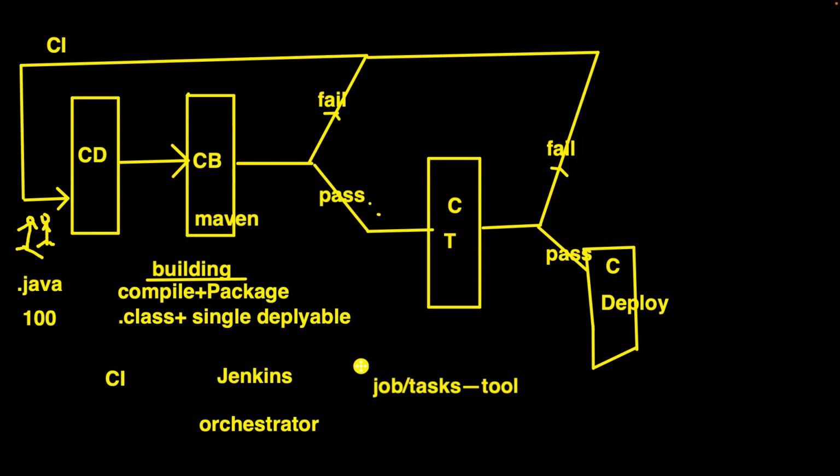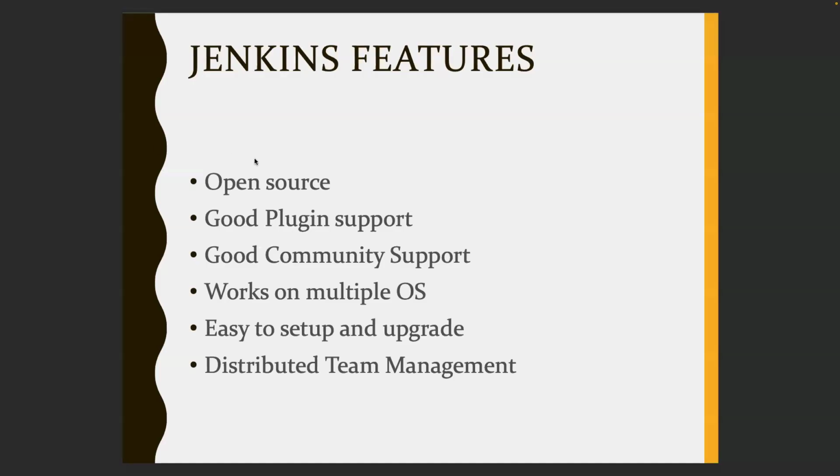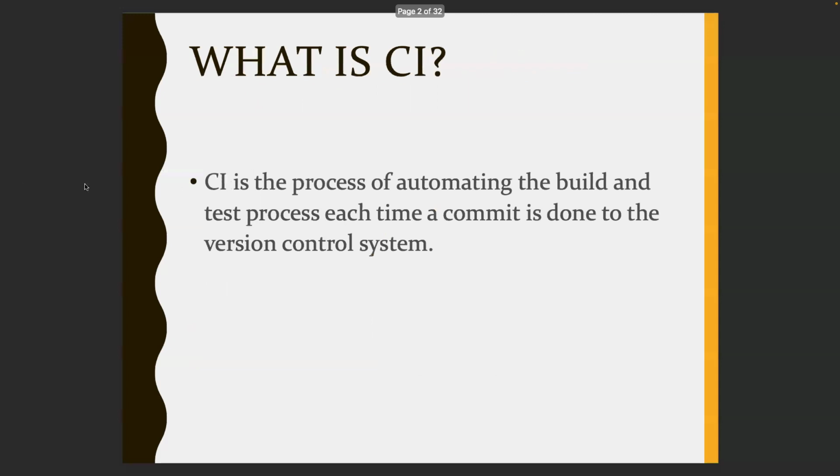To understand the importance of continuous integration, you should have an idea of traditional integration. Anyone here who has worked in the traditional integration approach? Okay, see, continuous integration is the process of automating the build and test process each time a commit is done. Whenever a commit is done, we need a system which can identify the commit, trigger the builds, trigger the testing and so on. That's what is continuous integration.